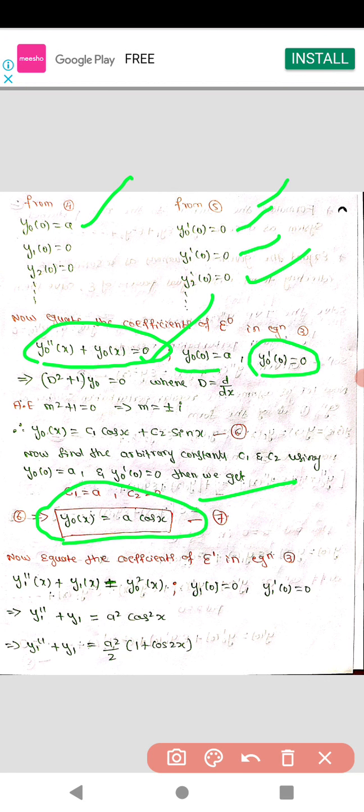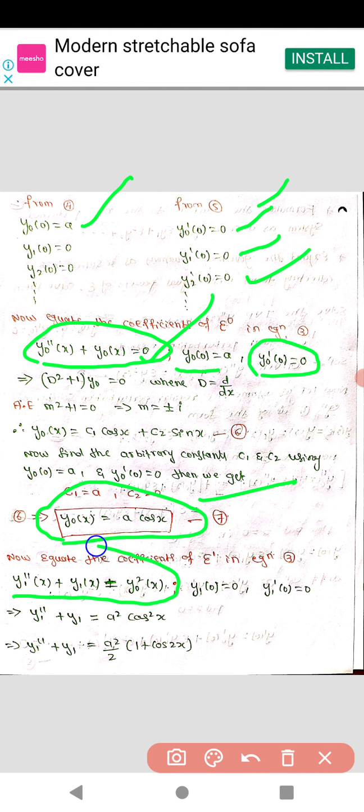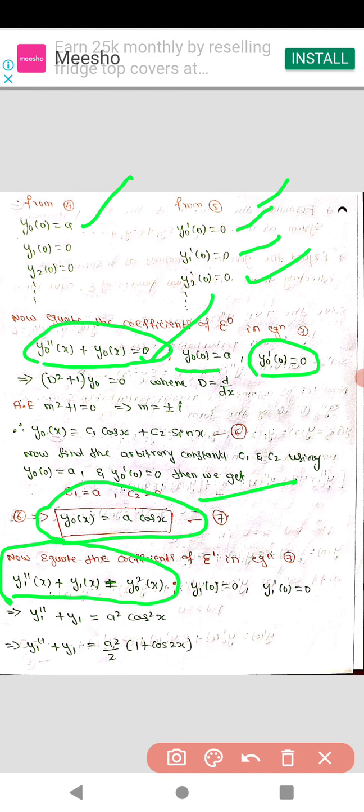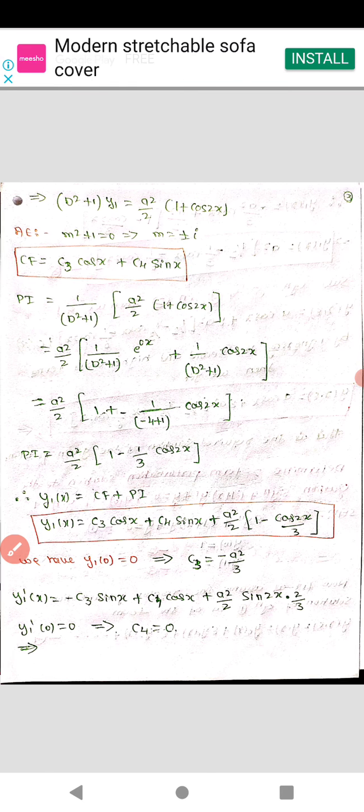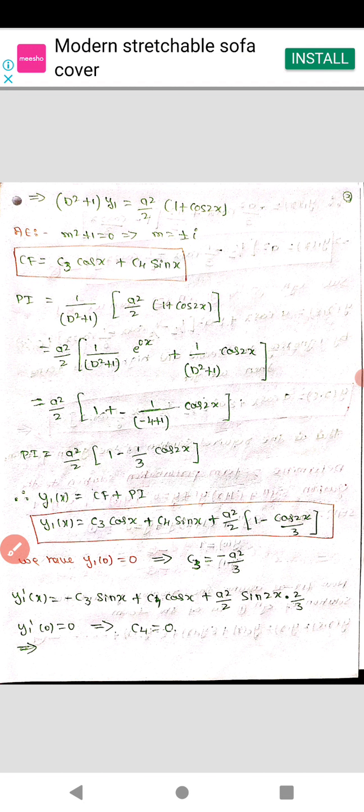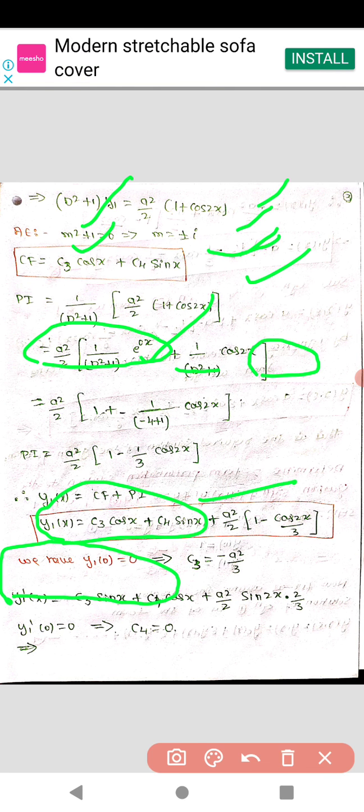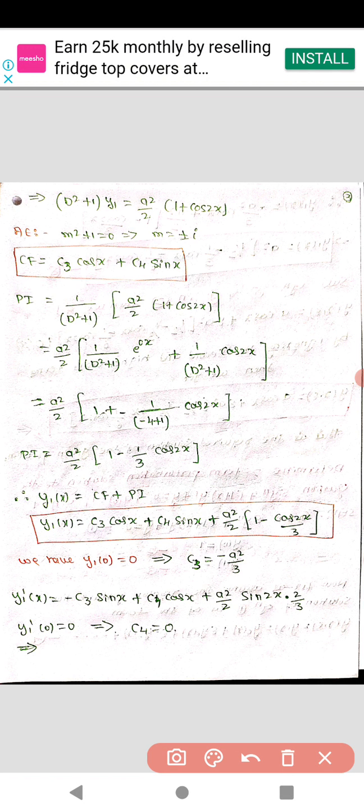Similarly, now equate the coefficients of epsilon to the power 1 in equation 3. We get this equation: y1 double dash of x plus y1 of x equals y naught square of x, and the boundary conditions are y1 of 0 equals 0 and y1 dash of 0 equals 0. Solve this differential equation and find the arbitrary constants to get the solution.